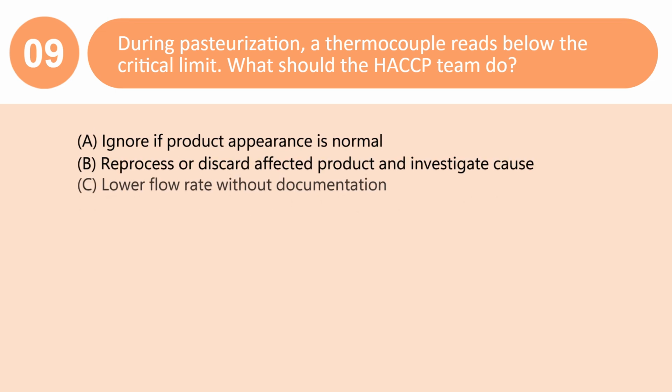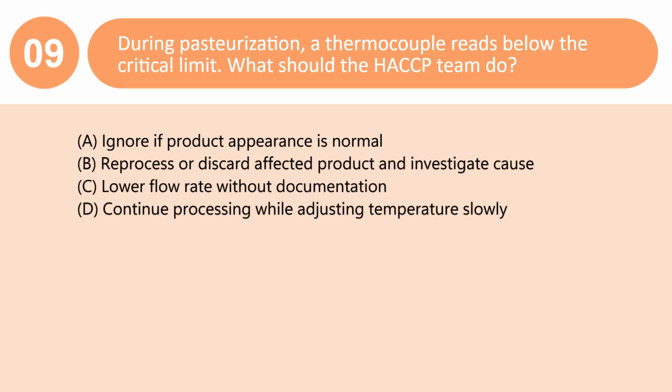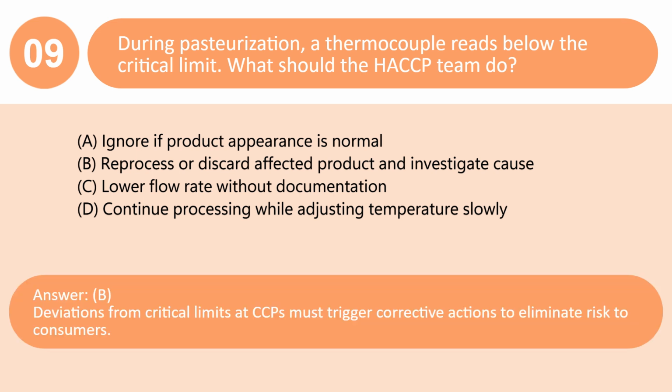During pasteurization, a thermocouple reads below the critical limit. What should the HACCP team do? A. Ignore if product appearance is normal. B. Reprocess or discard affected product and investigate cause. C. Lower flow rate without documentation. D. Continue processing while adjusting temperature slowly. Answer: B. Deviations from critical limits at CCPs must trigger corrective actions to eliminate risk to consumers.